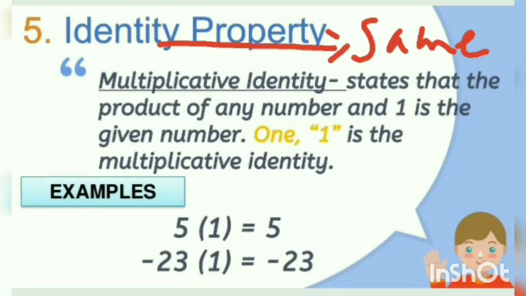Now we will discuss the multiplicative identity. Multiplicative identity is that number which, when multiplied to a given number, gives the same number as the product. Here is the example.